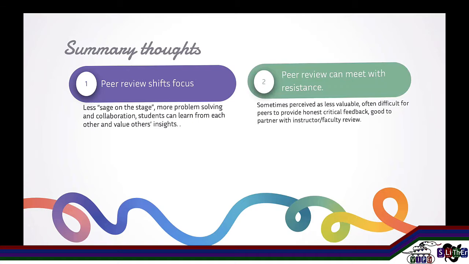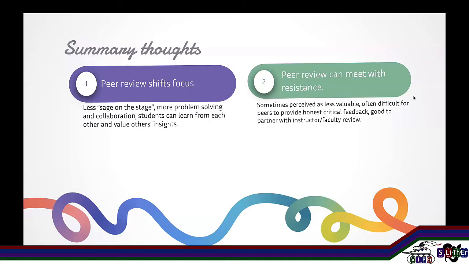Peer review can also meet with resistance. I haven't touched on this too much, but we certainly can talk about it in our discussion time today. Sometimes it can be perceived as less valuable, and I have noticed in the years that I've done it, especially for the infographic project, that it's often difficult for students to give honest, critical feedback to each other. A lot of times they don't want to do that. Even when I tell them it's not going to affect their grade, it is something they still struggle with.